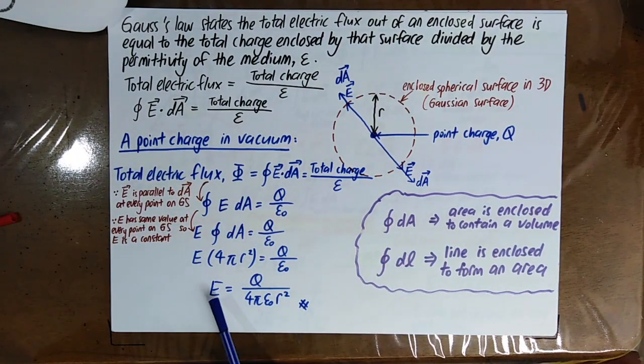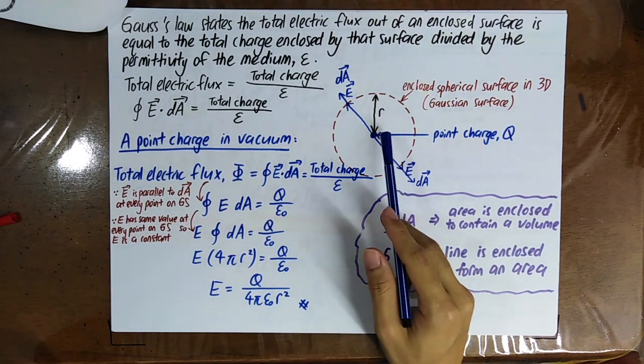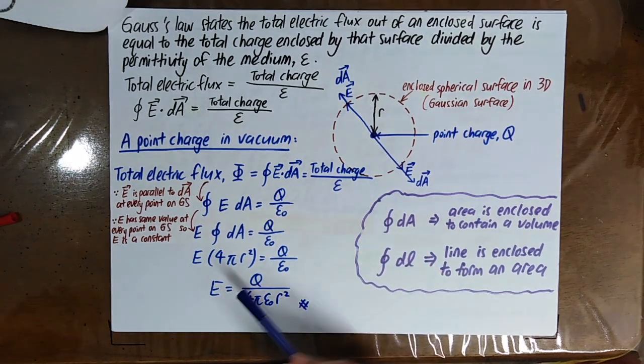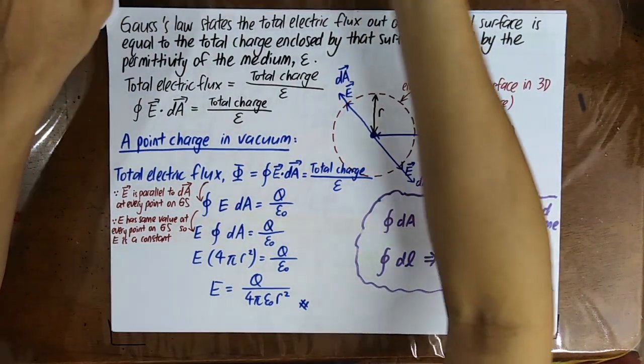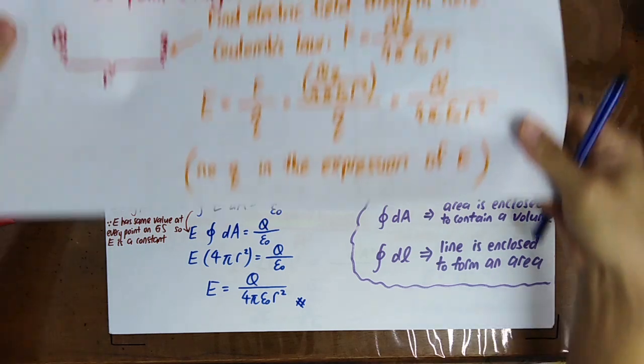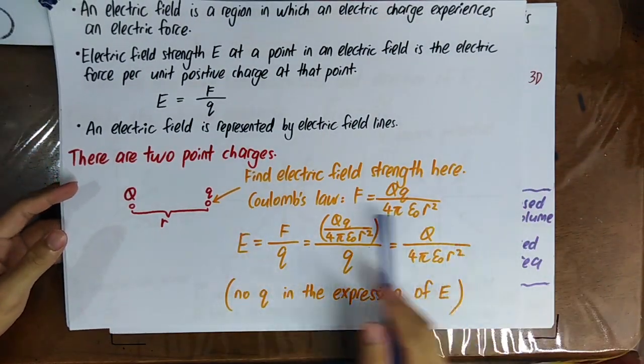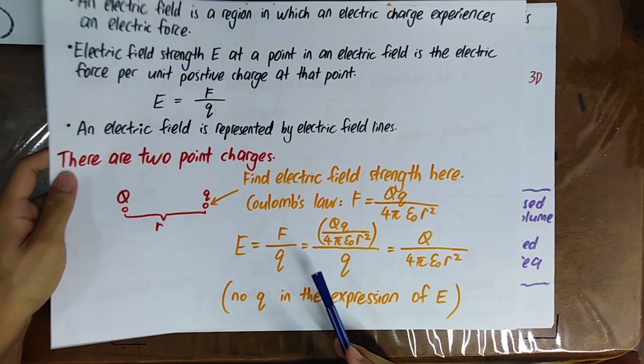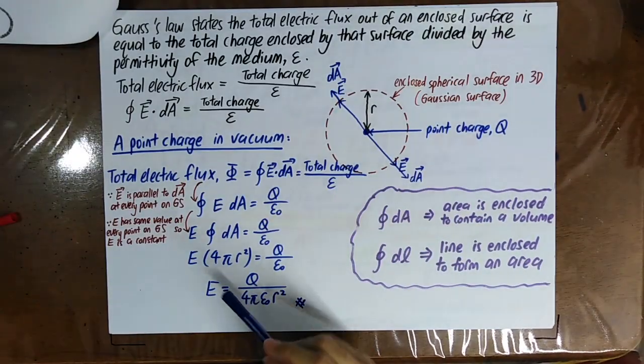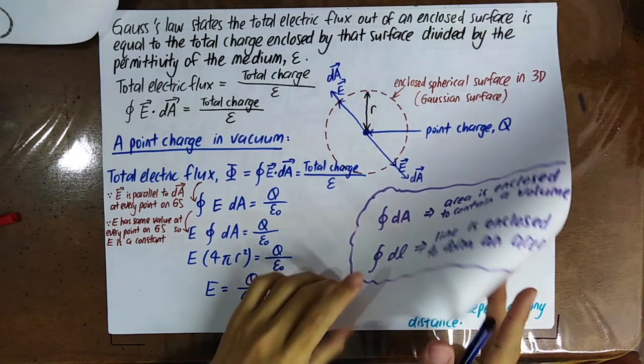So you know that the electric field due to a point charge is E equal to Q over 4 pi epsilon 0 r squared. In the last video, we derived this from the formula of the electric field strength. But now you are deriving this from the Gauss law.